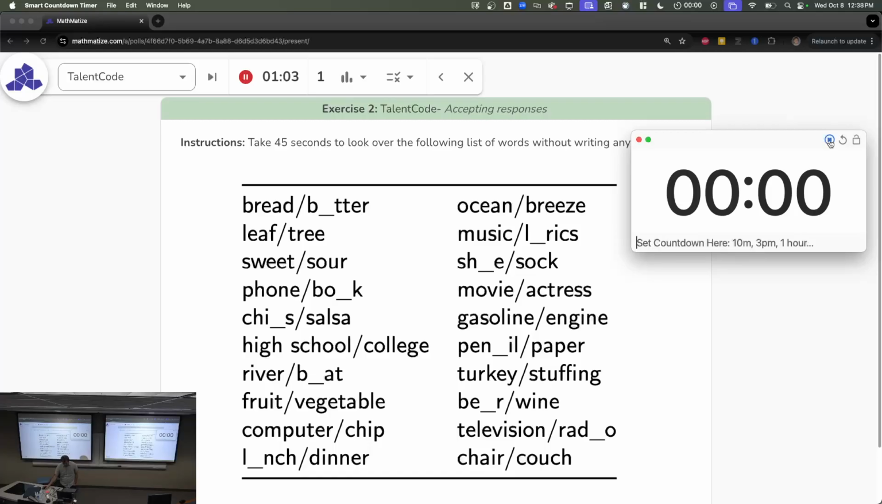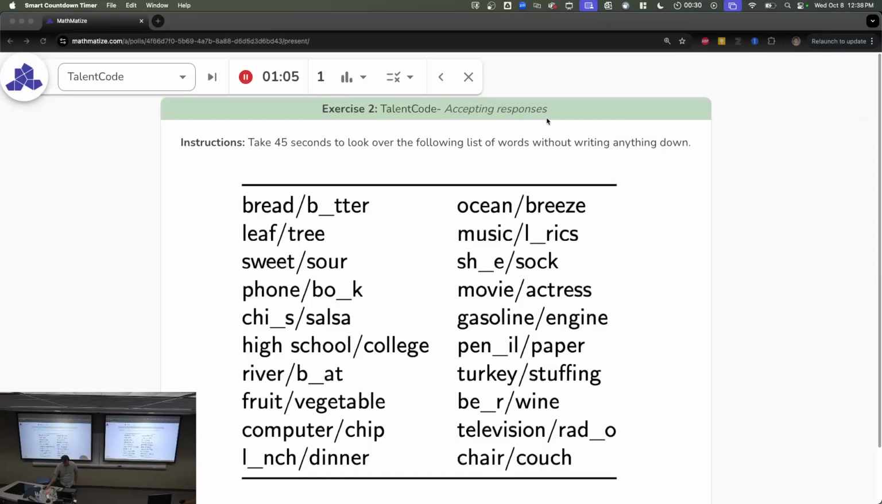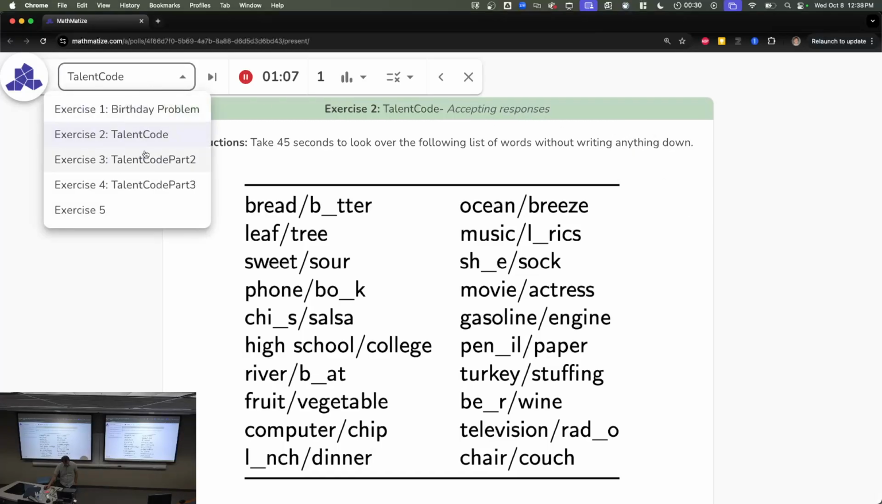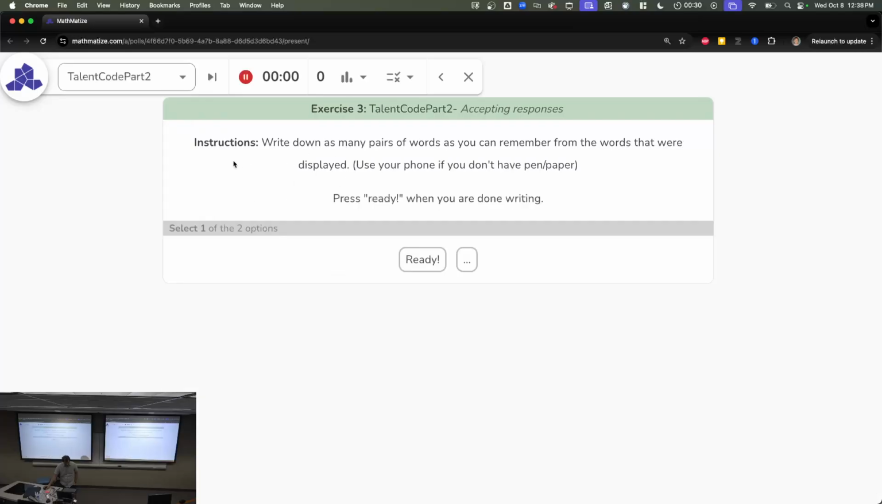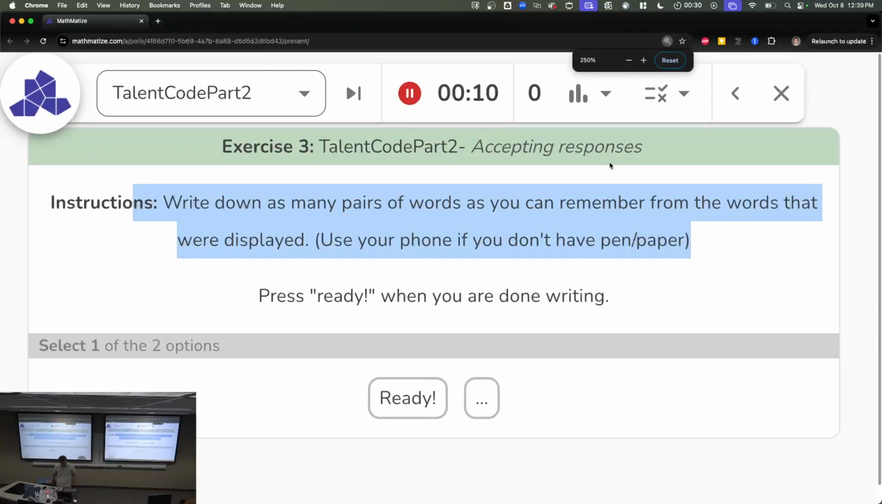Okay, time is up. Let us now go to talent code part 2. What does part 2 say? Part 2 says, write down as many pairs of words as you can remember from the words that were displayed. So you stared at those words for 45 seconds. Write down all the ones you can remember. You can either write it on paper or you can type it if you're typing. But you should have a list of all the pairs that you remembered.